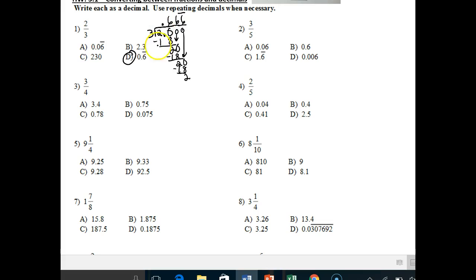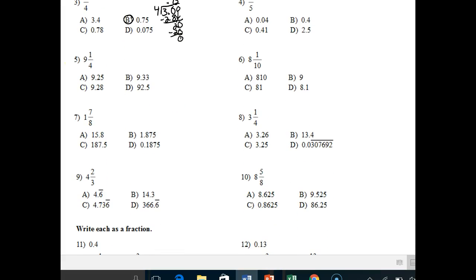It's 0.6 repeated, right? Number 3, you have 3 into 4. You're going to have to write small, guys, so your work doesn't run into the next one. So we want 4 into 3. 4 doesn't go into 3, so decimal, decimal, 0. 4 into 30 goes in there 7 times, because that's 28. We have 2 left over. So 0, bring it on down. 4 goes into 20, 5 times. I have nothing left over, so that's how I know that's my answer, 0.75, B.